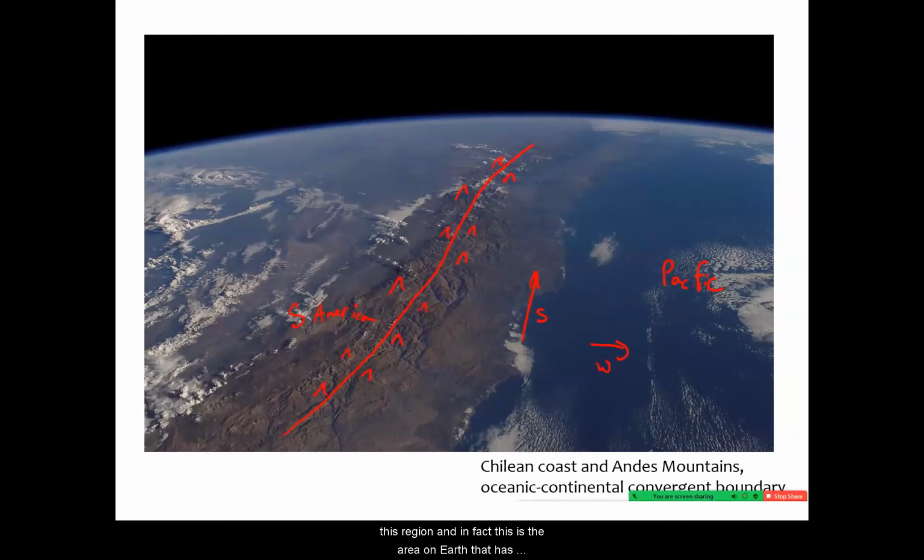And in fact, this is the area on Earth that has the largest recorded earthquake. I think it was something like a 9.5 in Chile as a result of that subducting motion. So somewhere about here probably is the trench. So the Nazca Plate is subducting underneath the South American plate there.